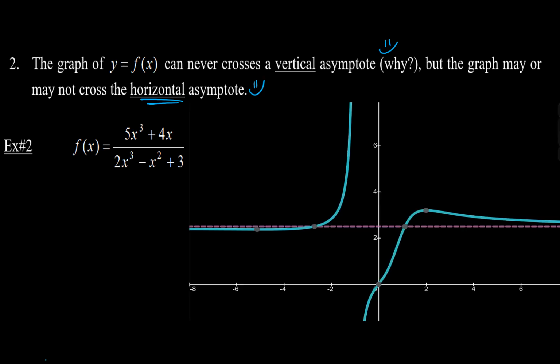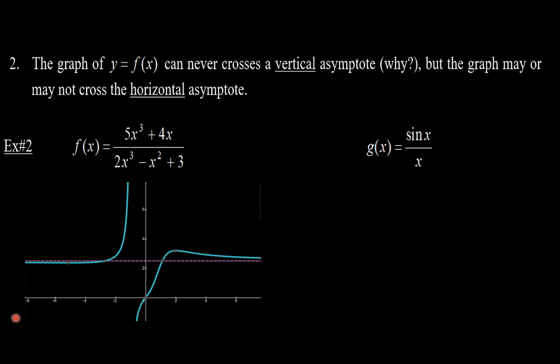So for example, let's look at this first function here. We see we've got a horizontal asymptote at about 2.5. That's in purple. If you notice here, my graph crosses the horizontal asymptote here. And then the graph also crosses the horizontal asymptote here. Now notice, as x is going to negative infinity, the function is coming up towards that horizontal asymptote from the bottom. And as x approaches positive infinity, f of x is approaching that horizontal asymptote from the top.